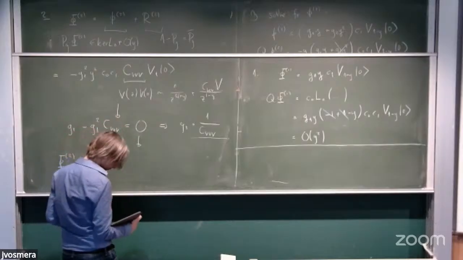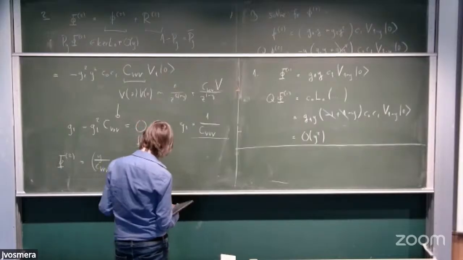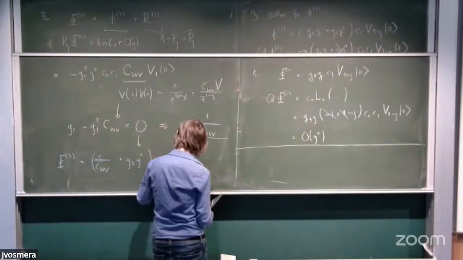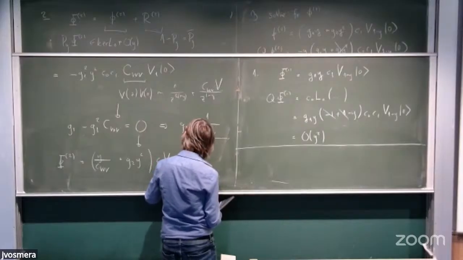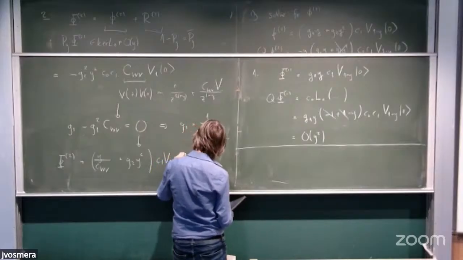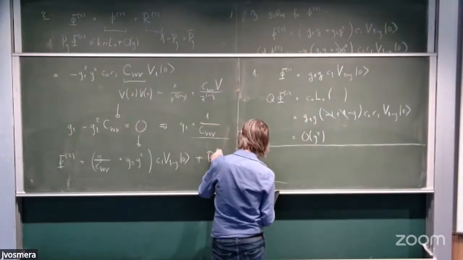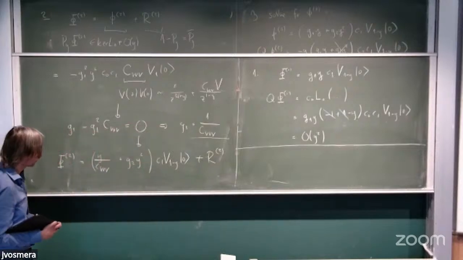Y over CVV plus G2 y squared. So this G2 is unknown, as I was saying. In order to fix the G2, one would have to go to order y cubed. Also, I leave this part R2, but that R2 is straightforward to solve for, as I was saying.